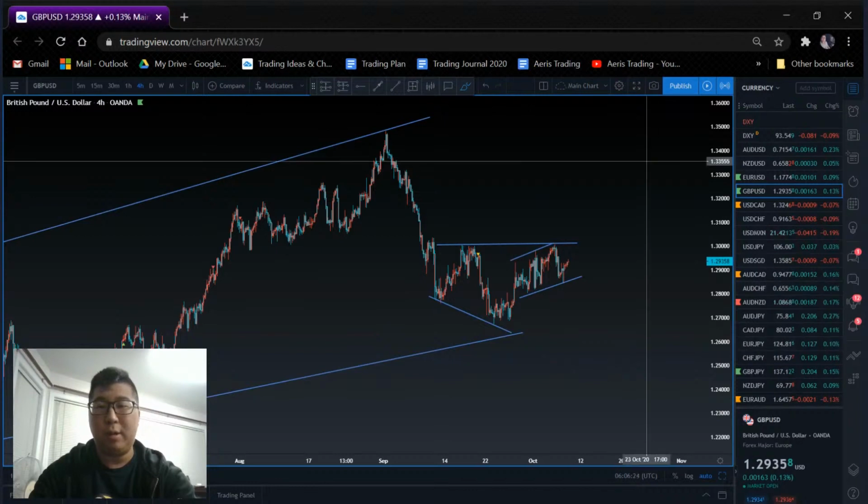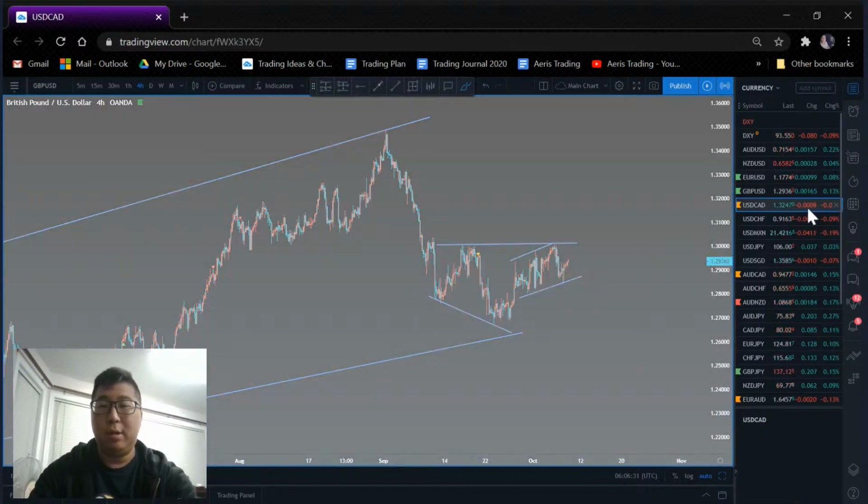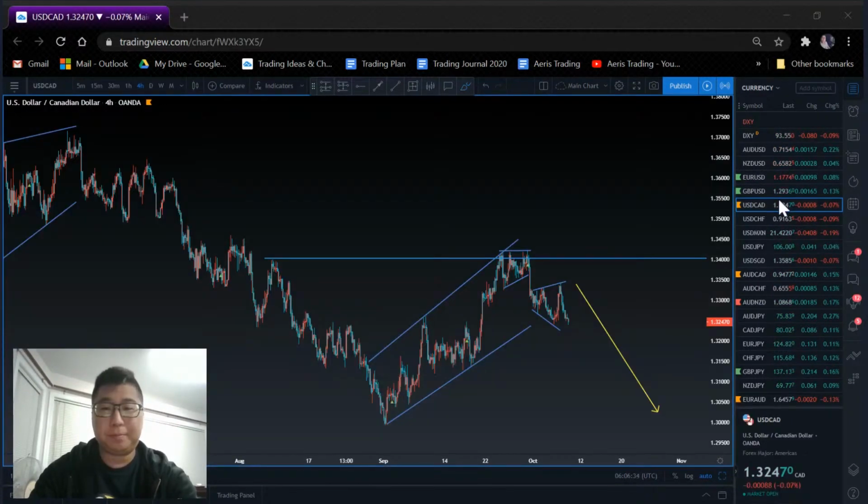Okay, I'll go over the ones that are favored and the one that is looking better. That's why it's more in green. It's my secondary choices. Let's look at dollar CAD really quick.